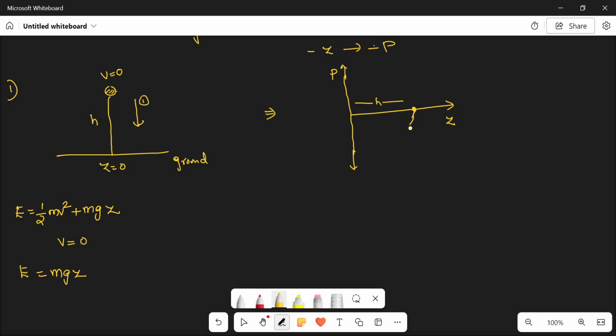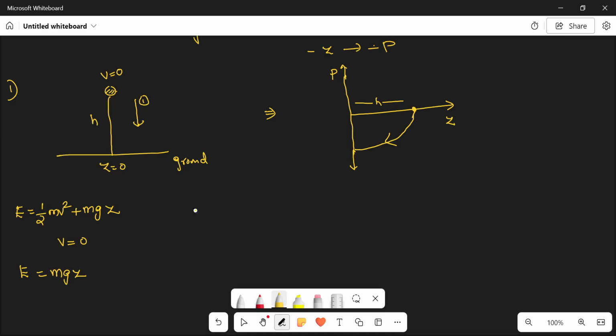Just see, this will be the phase space trajectory with this direction, because you need the momentum to be negative. That's why I've drawn it like this. Now I think it's easy to understand that the momentum will be negative. And what will be the momentum here?